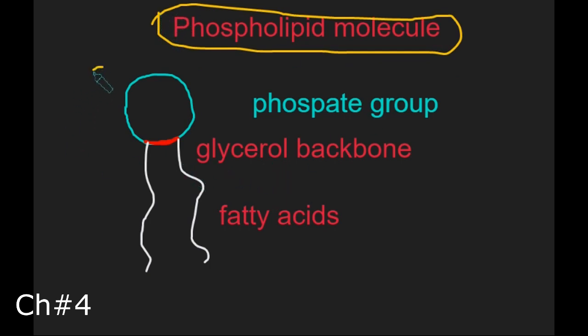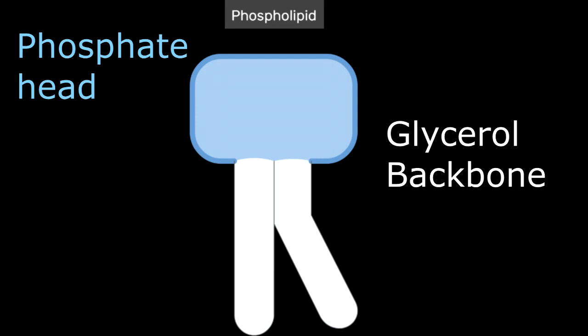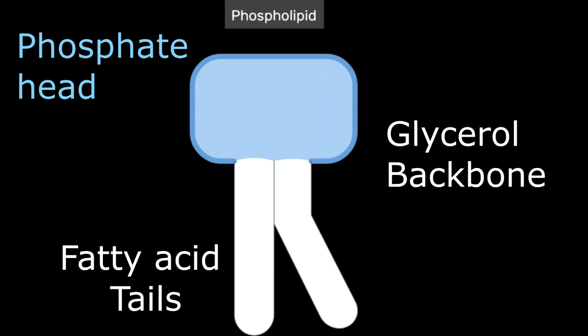First major component is the phosphate head, which is made up of phosphate group. Second, we have the backbone that is made up of glycerol. The red line here shows the glycerol backbone. Then we have two loose tails that are made up of fatty acid. So phospholipid molecules have three components: phosphate head, glycerol backbone, and two fatty acid tails.